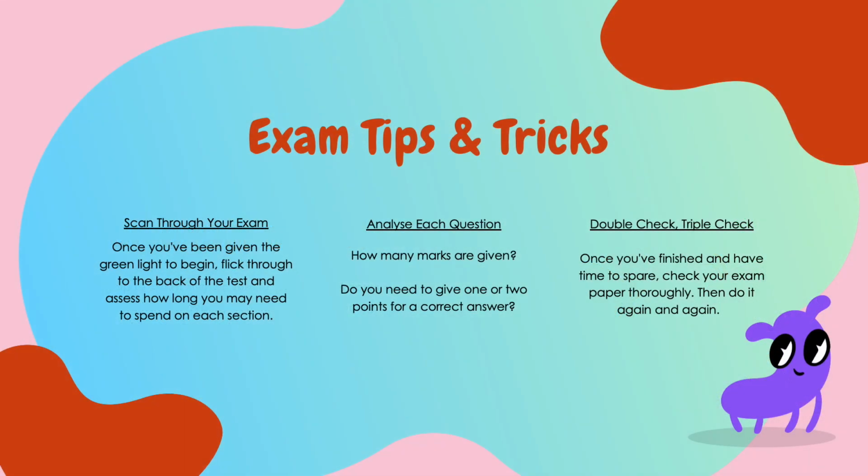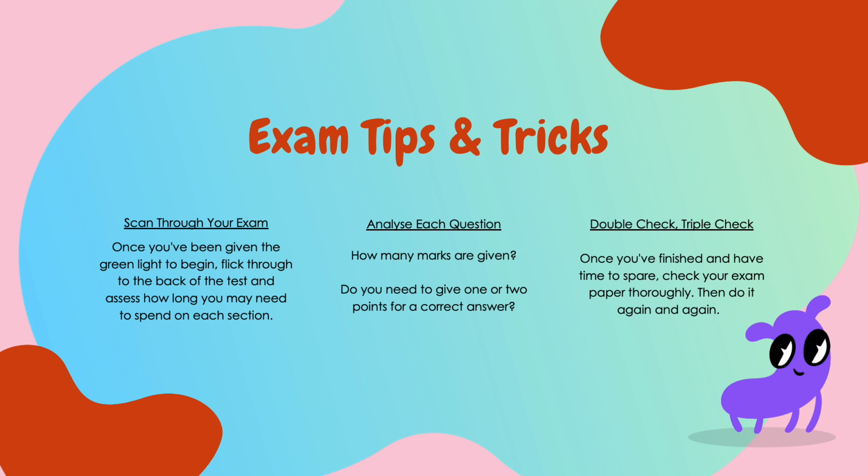So you're in the exam room and the invigilator has given you the green light to get started on your exam. The very first thing that you need to do is to scan through your exam. Back to front on the pages, you need to look both sides, because they do put questions on both sides of the exam paper. And you need to, with your time management skills, look through this exam and put into sections how long each one is going to take you.